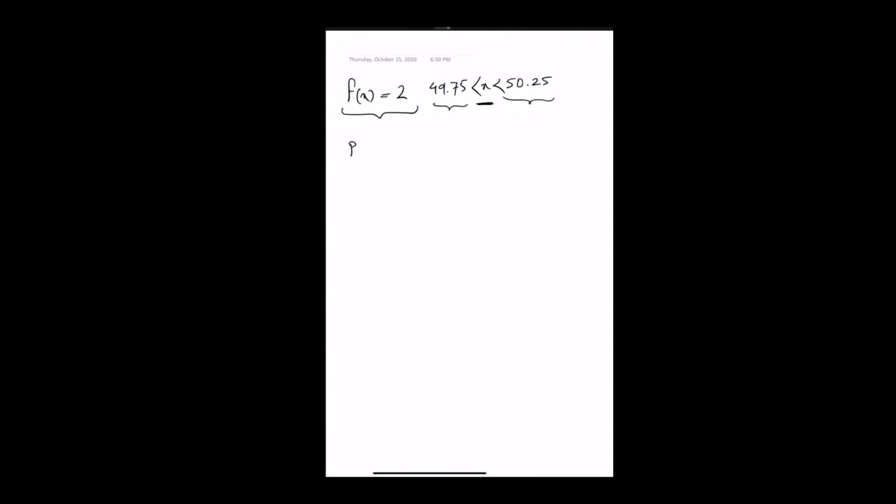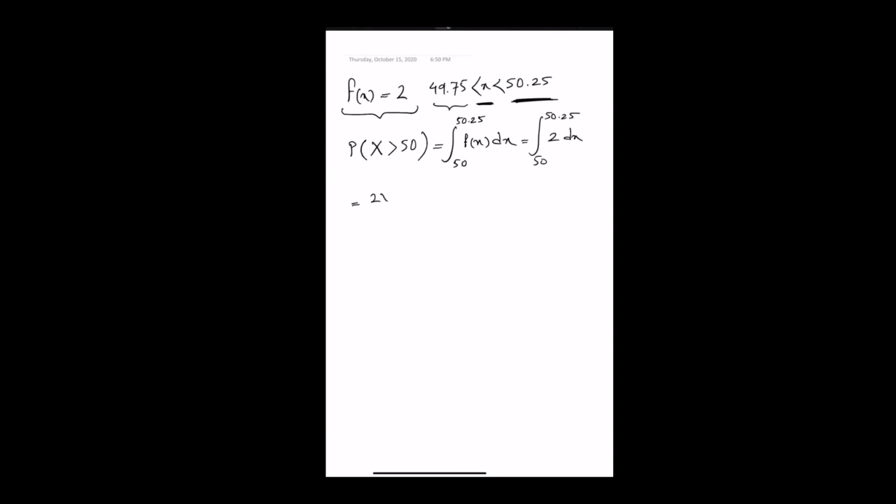Now we want to find the probability that the weight of a package, the random variable, is more than 50 pounds. So that's the integral of the probability density function, right? Integral of f of x dx from 50 to the upper bound, which is 50.25. So that's the integral of 2 dx from 50 to 50.25.